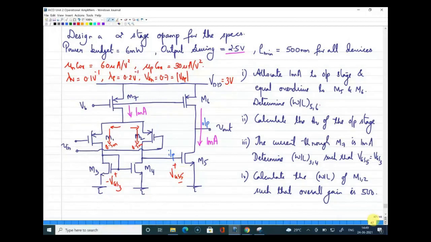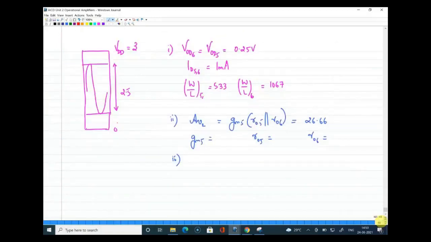All right, so how will you calculate that? We know the current through all the transistors in the first stage, which is 1 milliamp and 0.5 milliamps through M1, M2, M3 and M4. Now what is VGS of 5? Let us first find VGS of 5. VGS of 5 can be obtained from VOD 5 and the threshold voltage of 5. So VOD is 0.25 plus threshold 0.7, which is equal to 0.95 volt. VGS of 5 is 0.95.